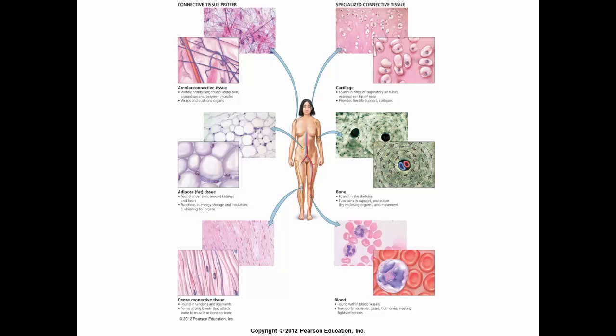So this is just a recap of what we've spoken about: the areolar, the packaging connective tissue that's found between muscles; adipose, the storage; the dense connective, such as that found in tendons and ligaments; and specialized connective tissues such as blood, the cartilage, the bone.